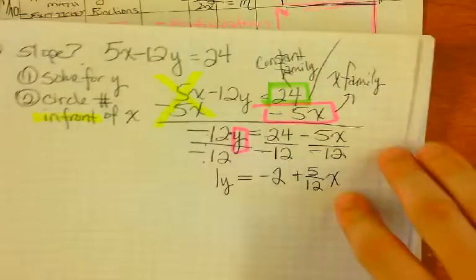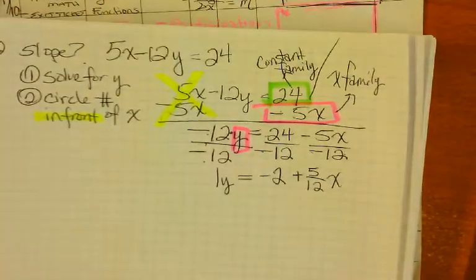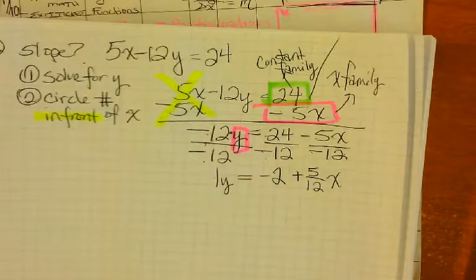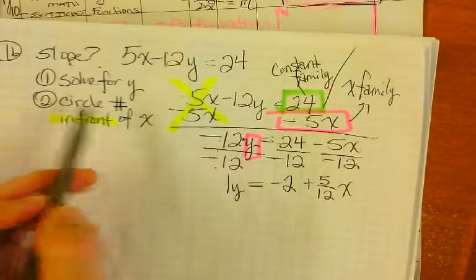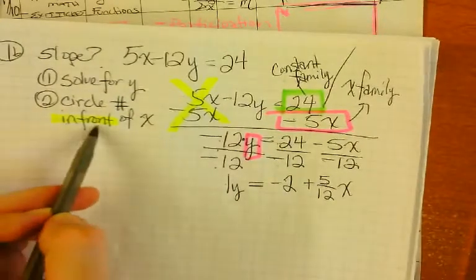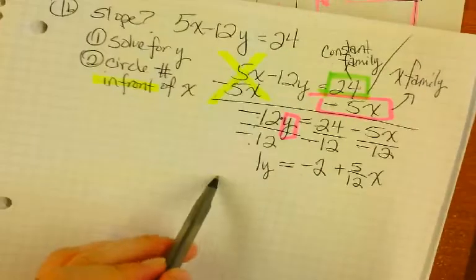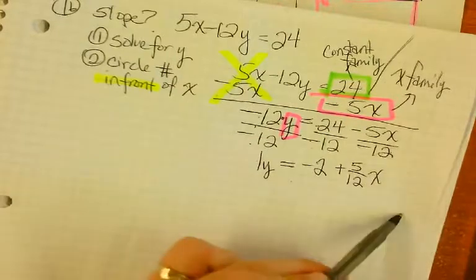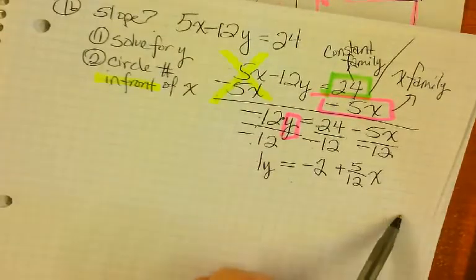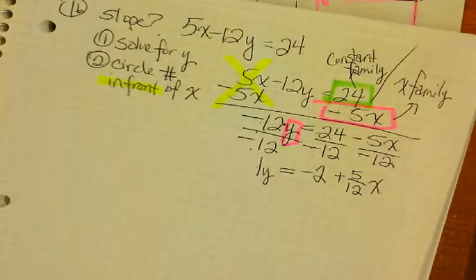So what number are we circling here? Because step 2 says circle the number that's in front of x. So we've got a 1y, a negative 2, and a 5 over 12x. Which one should we circle? Yeah, absolutely. This is our final answer here.